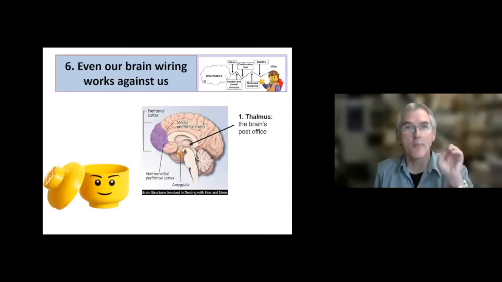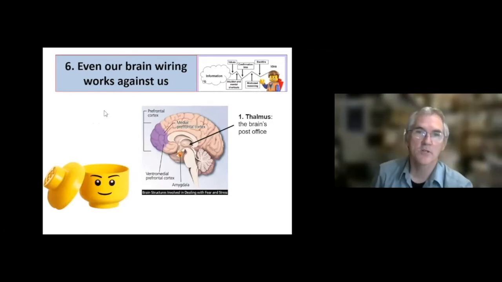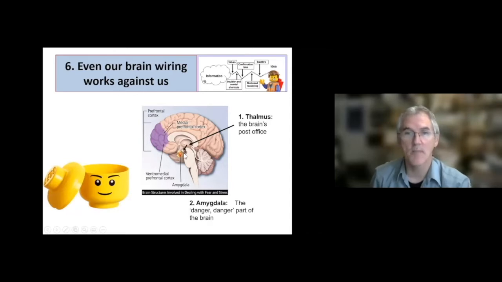So even our brain's wiring works against us. Neuroscience shows us how the makeup of the brain is. Here's a cross-section of your average brain. The thalamus is the brain's post office, where all the information comes into. Right next to it, you have the amygdala. Now, the amygdala right here is what we call the danger part of the brain. And right up the front here, you have the prefrontal cortex, where all the really high-level thinking happens.